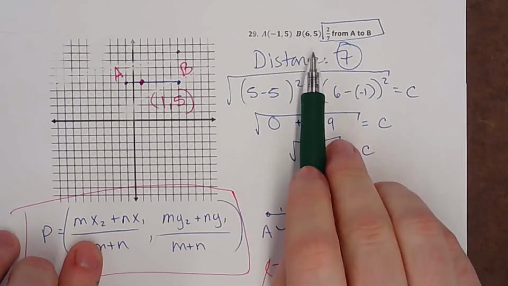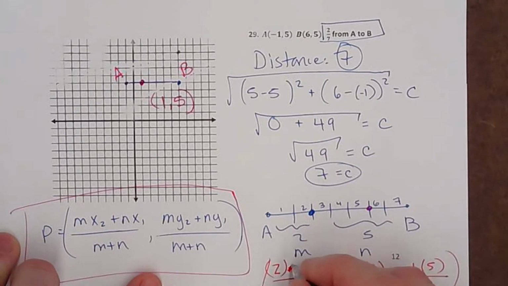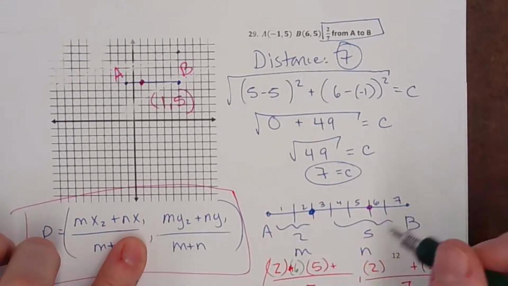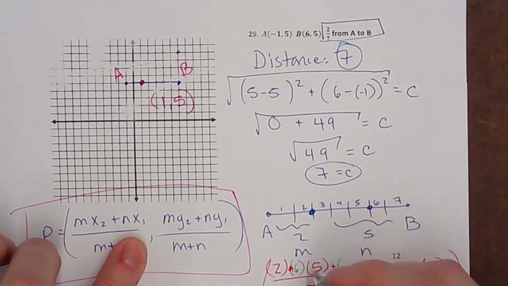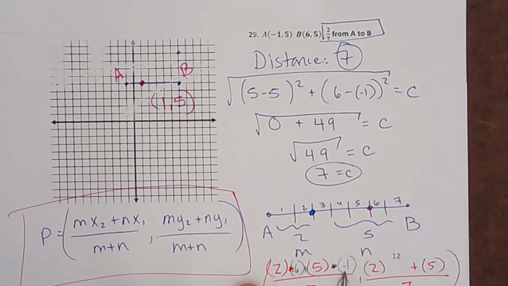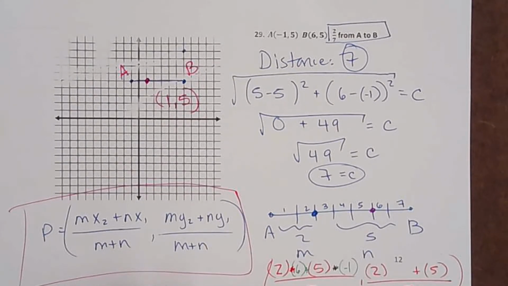My x number 2 is 6. And my x number 1 is -1. Whoops, I got plus signs all over the place here. So I've got this plus this over 7. What's 2 times 6? 12. 5 times -1? 12 plus -5 is 7. So 7 over 7 is 1.